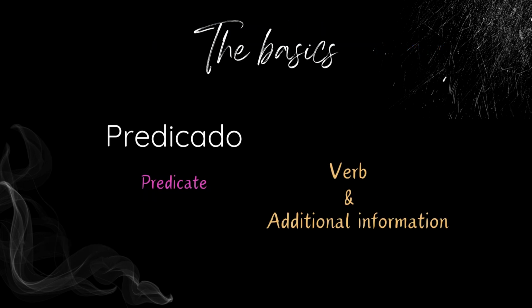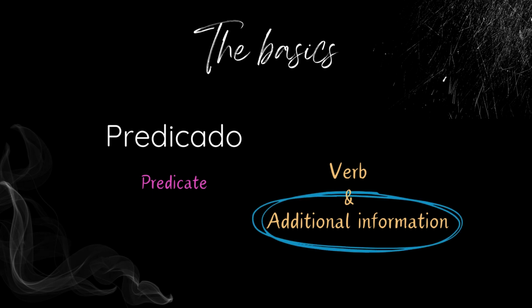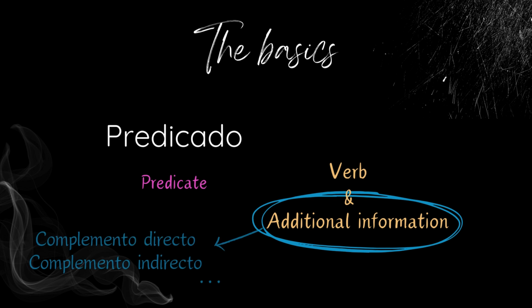The last thing about the predicate you need to know is that you can add as many details as you want or need in it, such as el complemento directo, the direct object, or el complemento indirecto, the indirect object. Knowing these basics, let's make our very first sentence with the verbo comer, to eat.